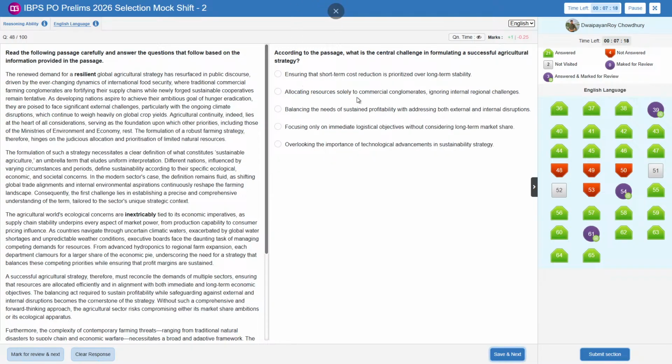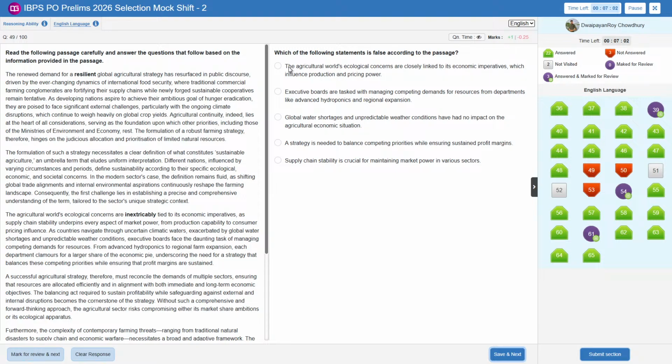According to the passage, what is the central challenge in formulating a successful agricultural strategy? Balancing the needs of sustainable profitability, addressing both external disruption. Seems to be all right. Which of the following statements is false? The agricultural world's ecological concerns are closely linked to economic. Yeah, true. Executive boards are tasked with managing competing demands for resource development. Okay, maybe global water shortage and unprecedented weather conditions have no impact. It's definitely false.